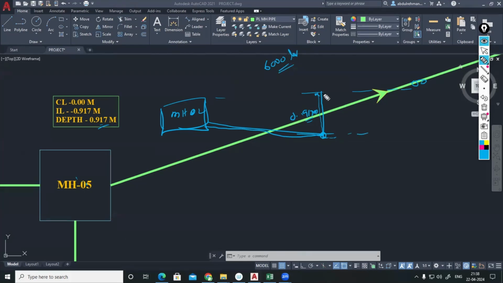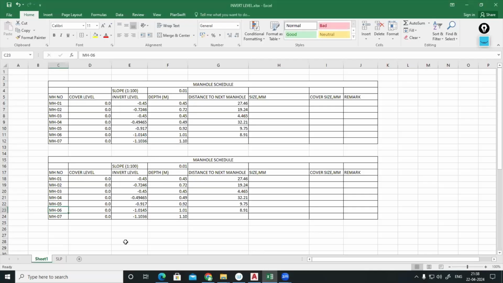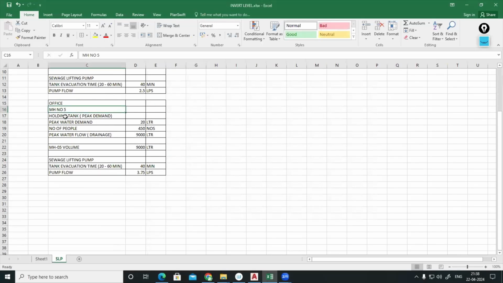So in that scenario, the freeboard of this tank will be coming how much? From this 0.917 meter only, the depth has to be calculated. Let me take it for example, this residential case. I'm sizing manhole number 5. And depth of manhole number 5, let's say I'm assuming 2 meter.